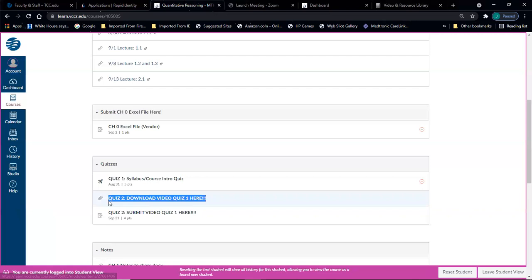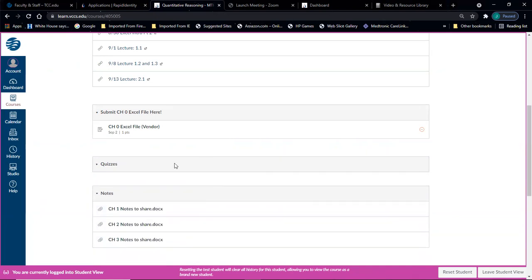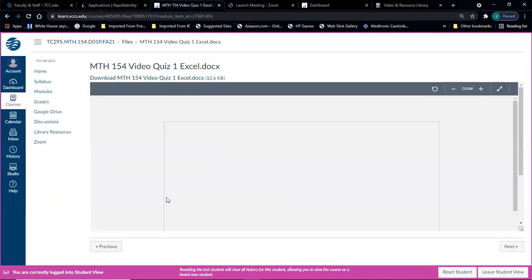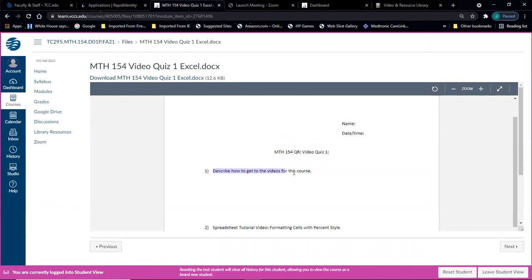So it's very obvious where you're going to download the quiz from and where you're going to upload the file to. And when you upload it, there'll be a button kind of in this vicinity that'll show you where to upload it. I can't do that, unfortunately. But if we go to download, you'll see what the quiz looks like and what chapter it's based on. Let's see. All right, describe how to get to the videos for this course. Now, I'm actually talking about the My Math Lab videos here. I'm not talking about the videos that I have created.